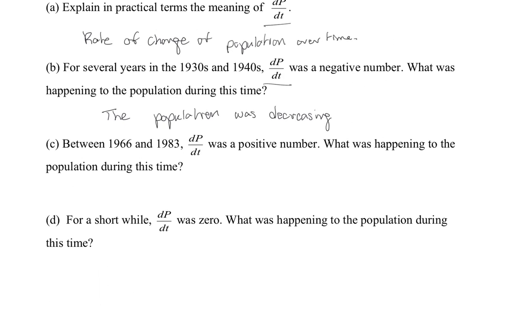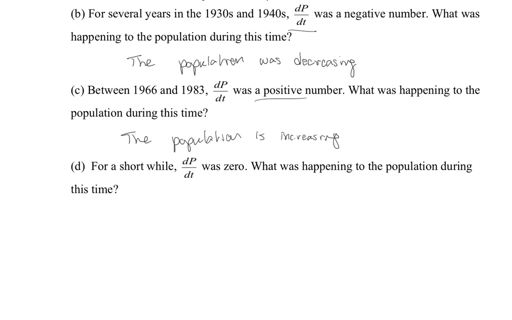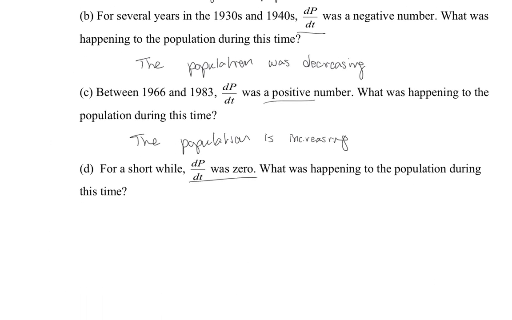Now flipping it to if our rate of change is a positive number, that means that our population is increasing. And now lastly, if our rate of change is 0, that means that we're not changing at all. So that's all you have to say. The population did not change.